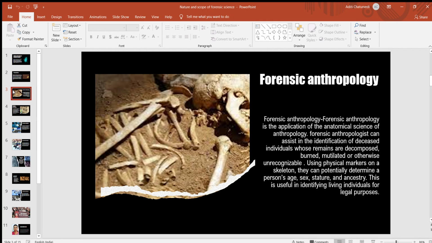Forensic anthropologists specialize in analyzing hard tissue such as bones. They can potentially determine a person's age, sex, stature, and ancestry with their training in archaeology. They are also knowledgeable about excavating buried remains and meticulously recording the evidence.